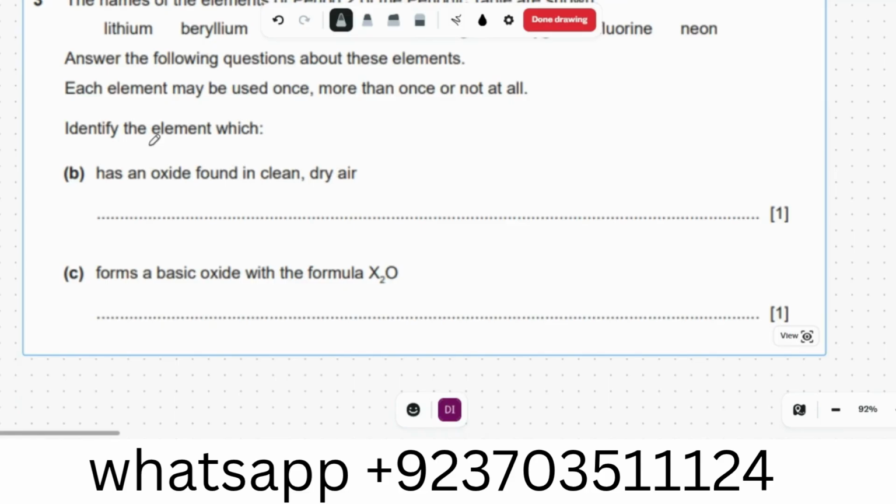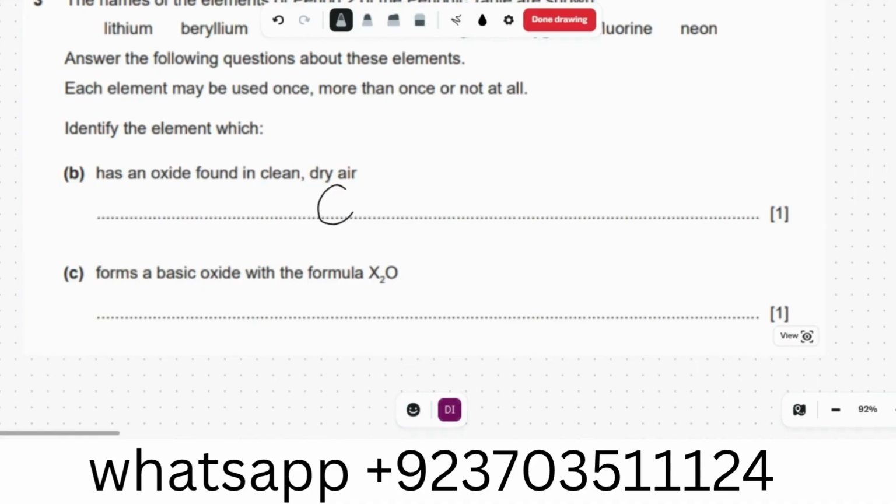Identify the element which has an oxide found in clean, dry air. So that is carbon. Okay. So the first one is carbon. Next, which forms a basic oxide with the formula X2O? That is a group 1 element, lithium. Okay, that's all about it for this topic.